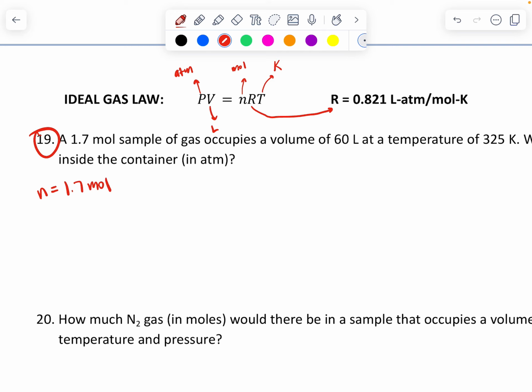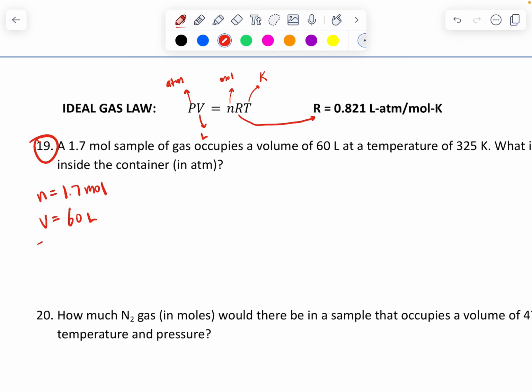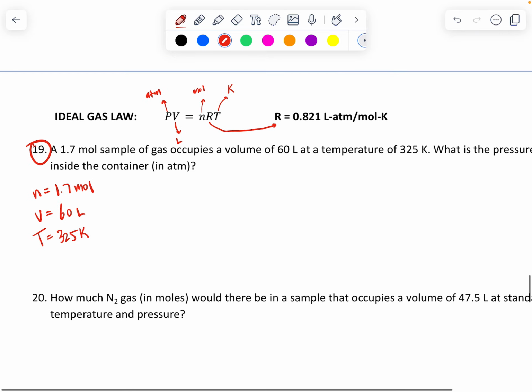Occupies a volume of 60 liters at a temperature of 325 Kelvin. Wow, how nice. Okay, so what is the pressure inside the container in atmosphere? Pressure is what we're trying to find, and we know what R is, right? So let's go ahead and solve for P here.